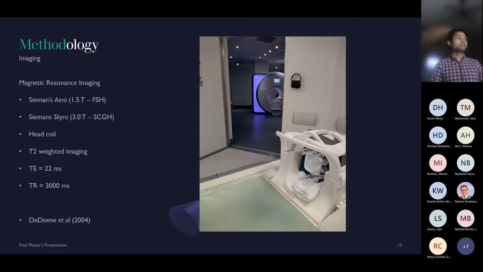To image them, we use MRI imaging. At Finis Stanley Hospital, we use a Siemens ERA, and at Charles Gardner, we use a Siemens SCARA. We place the gel dosimeters in a head coil and we use T2 weighted imaging. That usually means you have a short echo time over a long repetition time. And these recommendations were put forward by De Deene and others in around 2004.